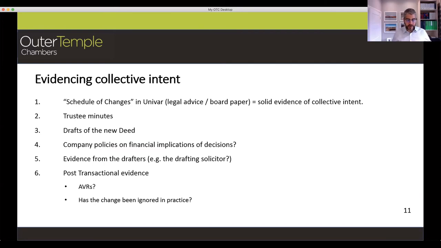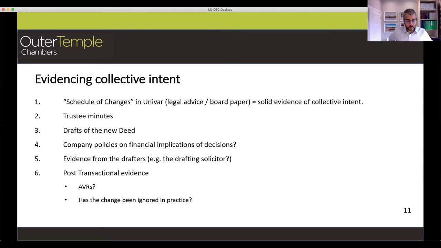So I think if you've got that sort of document in or around the time of execution, listing the changes, then the trustees will all come and they'll all say, well, I read that document. I mean, there's not a lot else they can say to that. And it also gives the court a nice document to use as the foundation point for assessing this all-important collective intention, which we've been discussing.